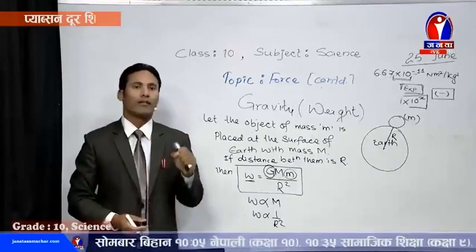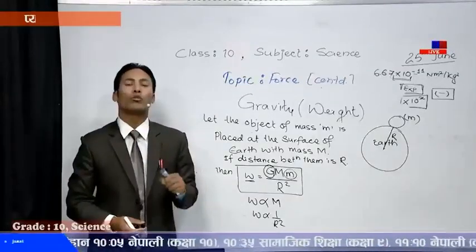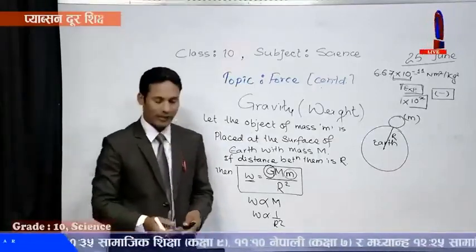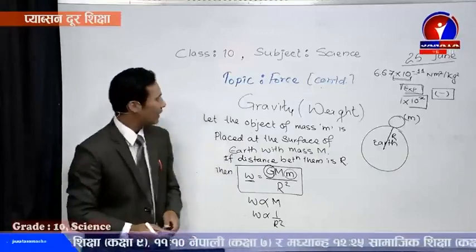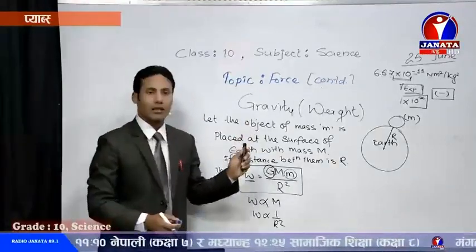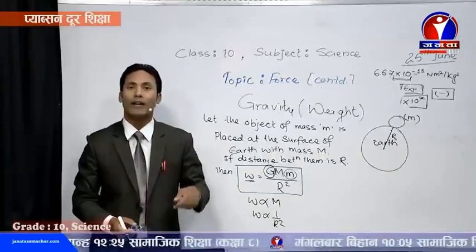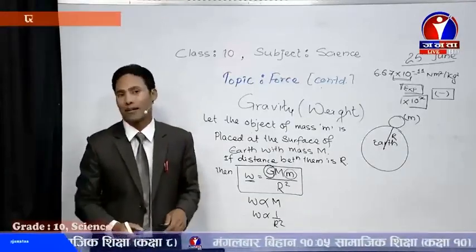That's why the value of gravity is 2.5 times more than the gravity of the earth. That is some information about this. Now, due to this gravity, different effects are there in our daily life on the earth.